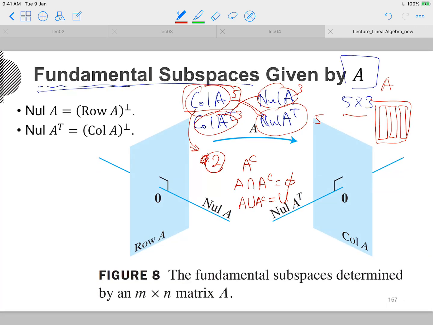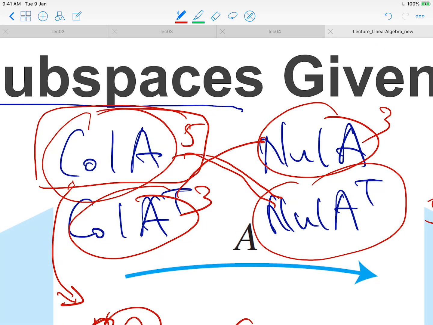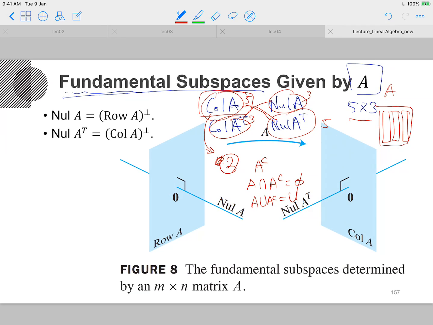Given any particular matrix A, these are the 4 different subspaces formed by A. They give you a meaningful basis set for both the 5-dimensional space and the 3-dimensional space, or in general the m-dimensional or n-dimensional spaces. Any questions so far?